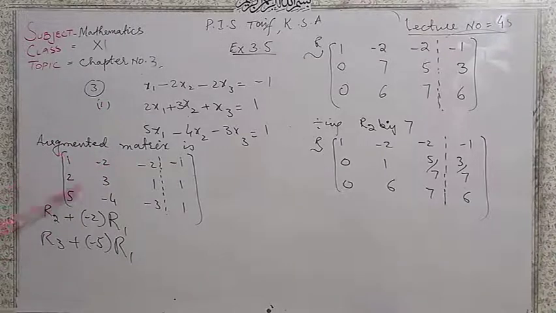Multiply by minus 2 here and add here 0. Minus 2 become 4 plus 3 is 7. Multiply minus 2 become 4. 4 plus 1 is 5. Multiply minus 2, that will be 2 plus 1 is 3. And here, this is multiplied by minus 5 and added here 0. Minus 5, 10 minus 4 is 6. Then 10 minus 3 is 7. And this will be 6. 5 plus 1 is 6.